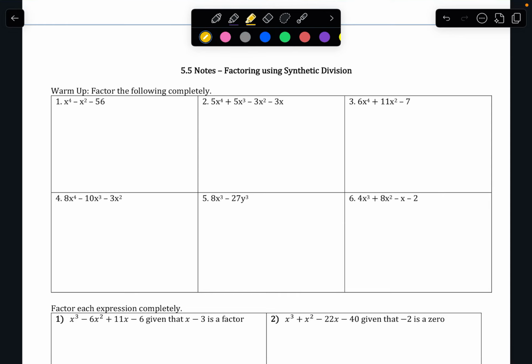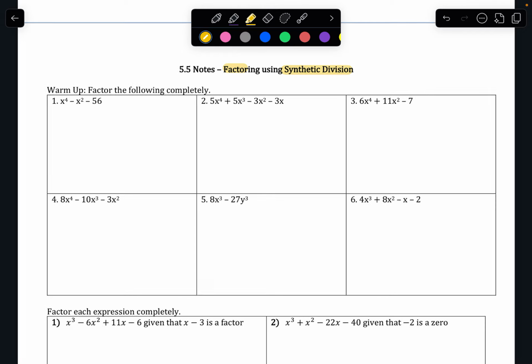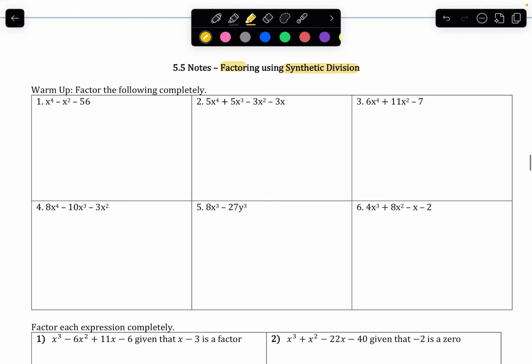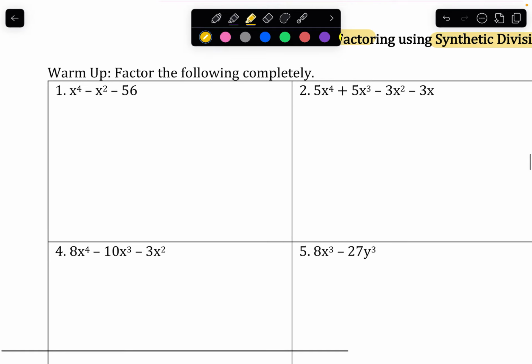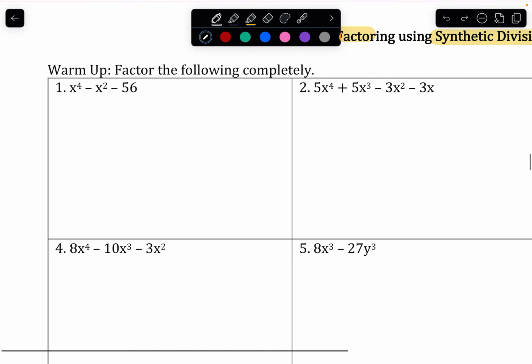All right, in this lesson, we are going to talk about how to factor polynomials using synthetic division. Okay, we're going to start by reviewing how to factor our special cases. And so looking at number 1, I recognize that it's a trinomial going from degree 4, exponent 4, to 2.